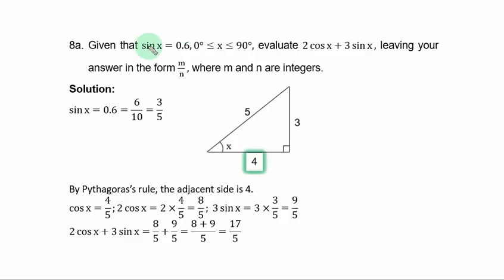Question 8a. Given that sin S is equal to 0.6, 0 degrees less than or equal to S less than or equal to 90 degrees, evaluate 2 cos S plus 3 sin S, leaving your answer in the form of m over n, where m and n are integers. Solution.